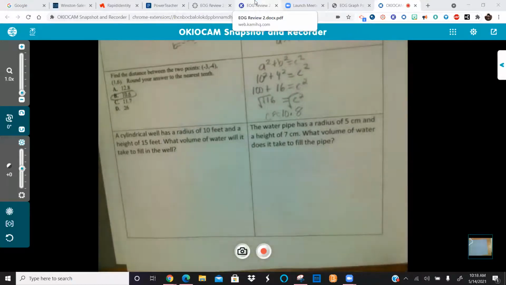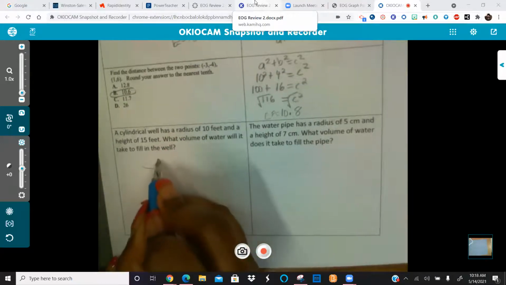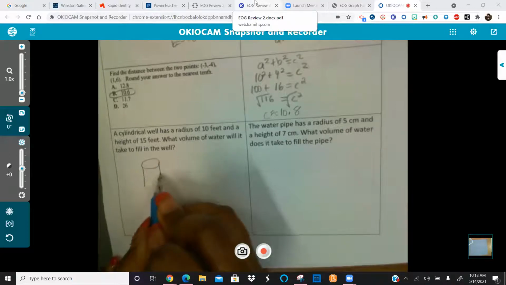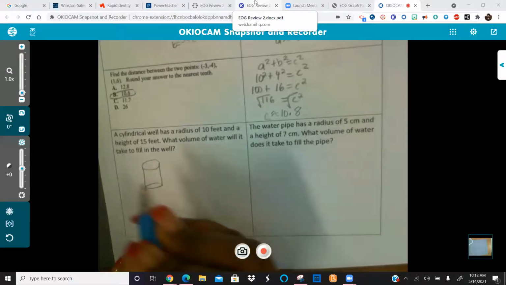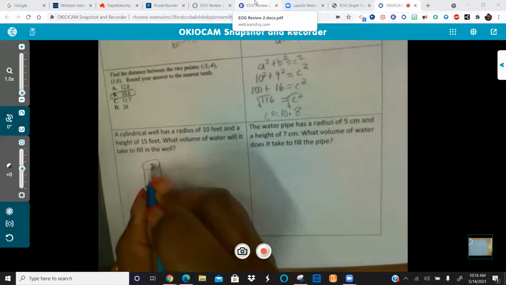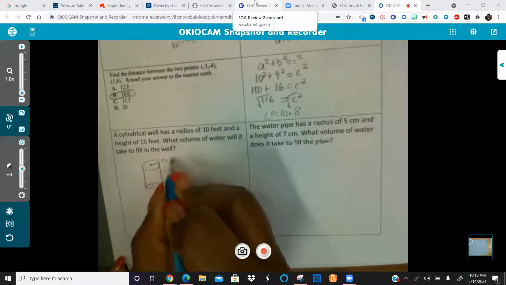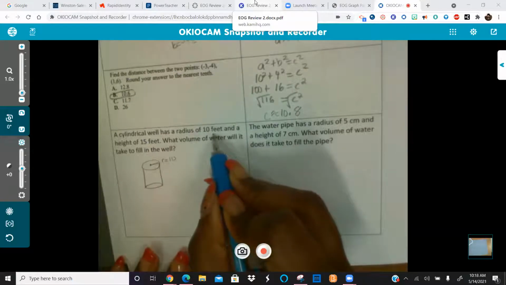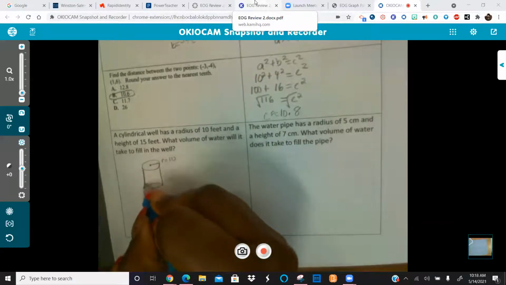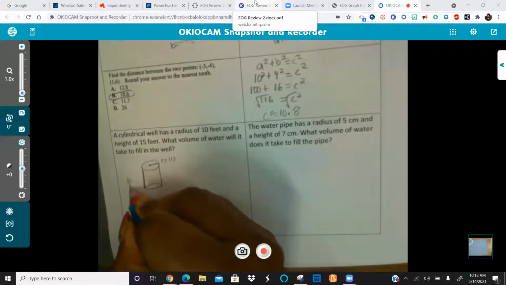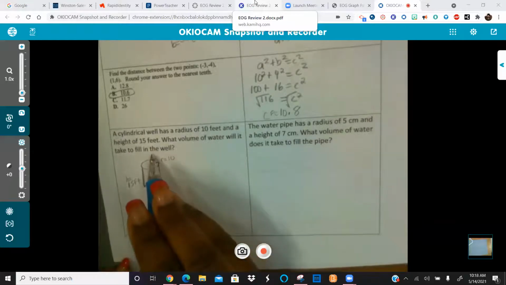So it says a cylinder well. So a cylinder looks like this. If you can't draw a cylinder, it's okay. A cylinder well has a radius of 10. So a radius goes halfway through the center. So this is the radius right here. R is equal to 10, and a height of 15. So the height, H, is 15 feet. Okay. All right, what is the volume of the well?